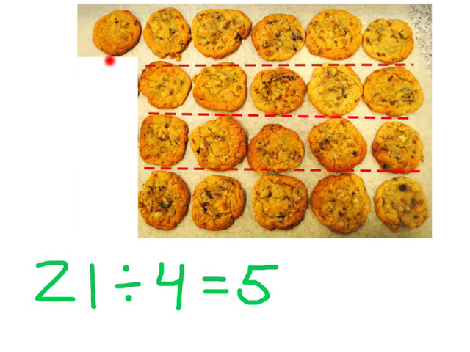In our main array here, we see that there are 5 cookies in 4 rows. But we can't forget about this one little lonely cookie that's left over. We call that a remainder. So for the remainder, we put an R and 1 because there's 1 left over. So 21 divided by 4 is equal to 5 with a remainder of 1.